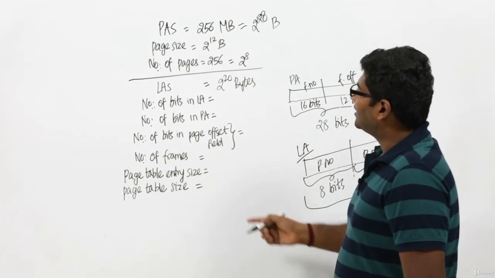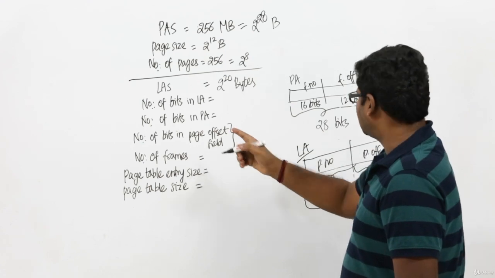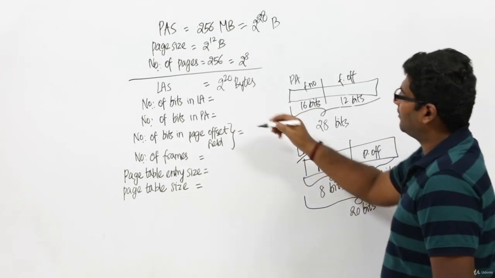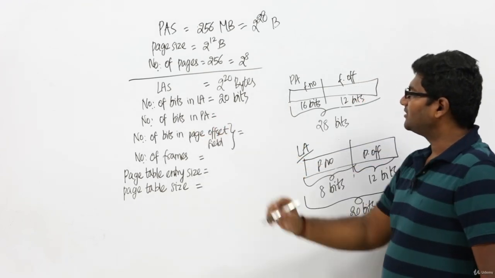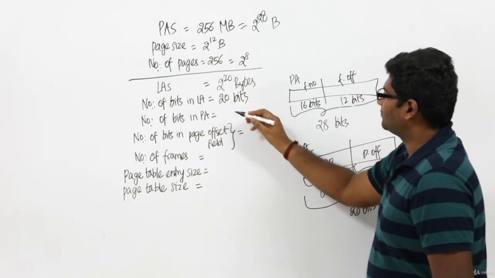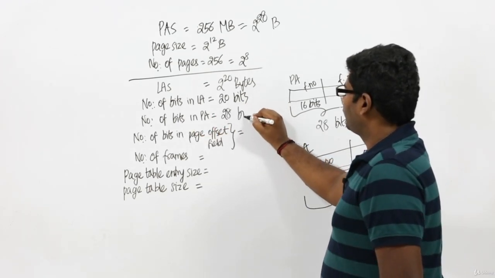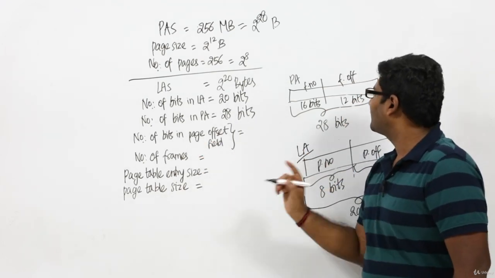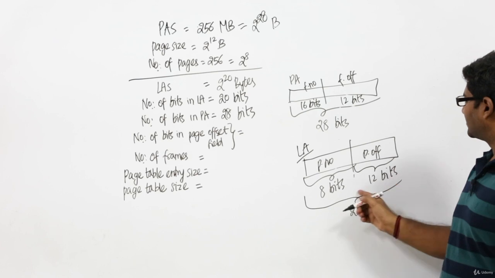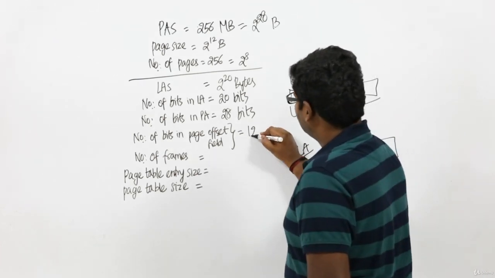Fine. What is the number of bits in logical address? Number of bits in logical address is nothing but 20 bits, right? You have calculated it. What is the number of bits in physical address? It is nothing but 28 bits. What is the number of bits in page offset field? Number of bits in page offset field is nothing but 12 bits, right? So it is 12 bits.